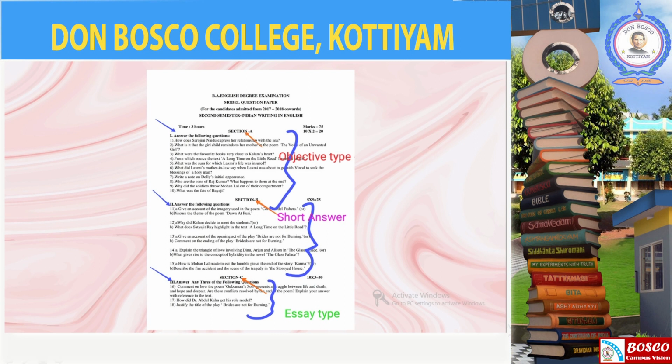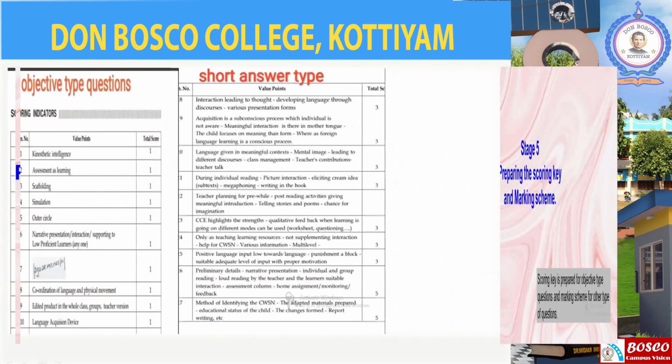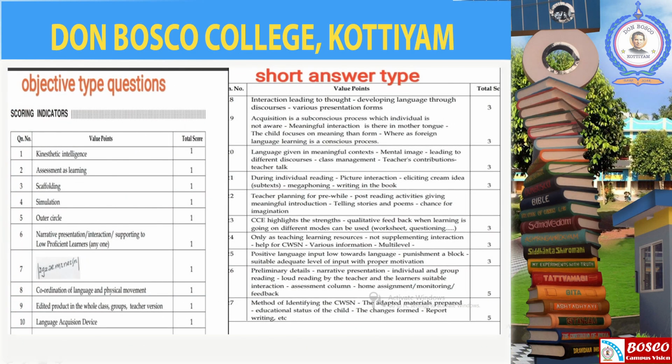The next stage of question paper setting is preparing the scoring key and marking scheme. When your question paper is ready, you must prepare the scoring key and marking scheme that will help you to make the evaluation process easy. So scoring key is to be prepared for objective type questions and marking scheme for other questions. As you see in the example I had given in the slide, scoring key is given for objective type questions and marking scheme for other types of question. The marking scheme gives the expected outline answer and the value points for each aspect of the answer.